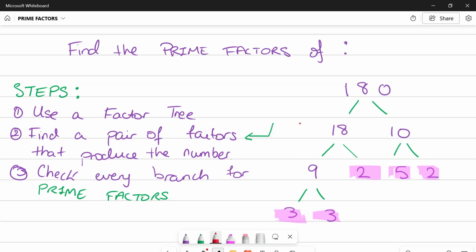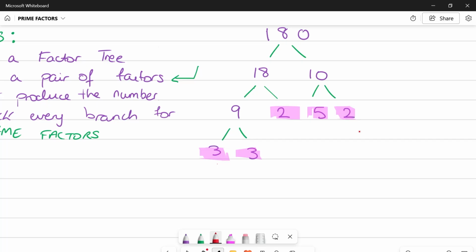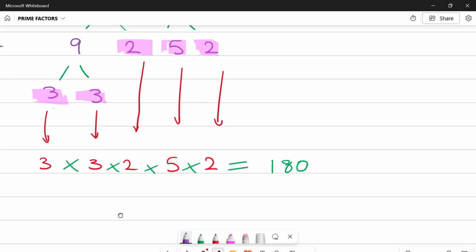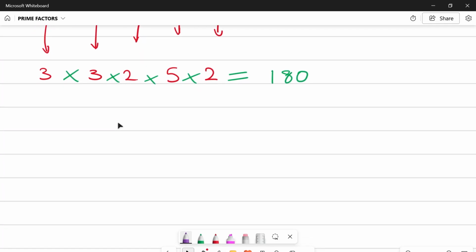We have now successfully found all the prime factors of 180. The prime factors of 180 are 3, 3, 2, 5, 2. To double check our work, we can multiply the prime factors we've just found. When multiplied, they should give us back 180. So let's test it. So let's multiply our prime factors to verify.